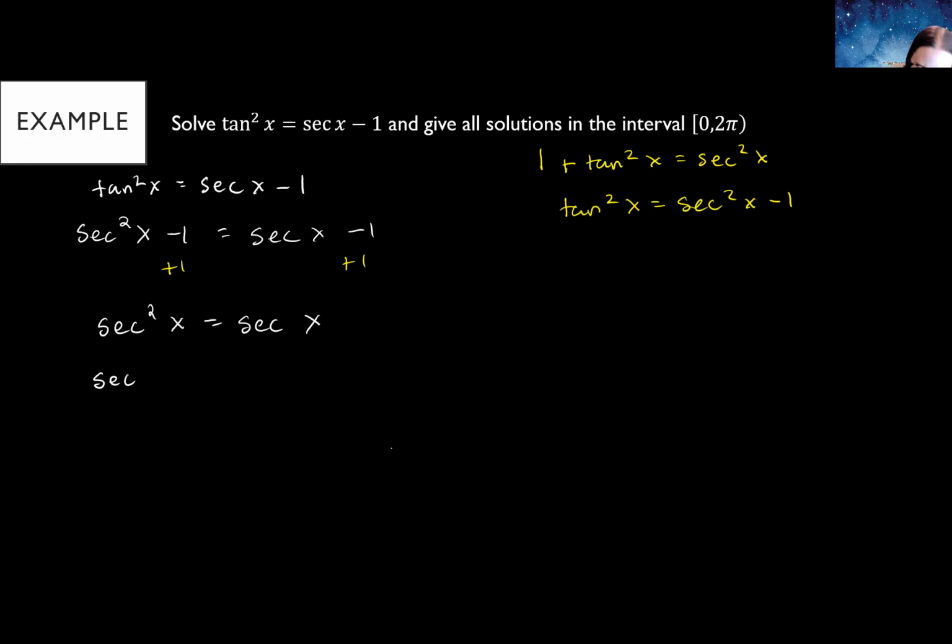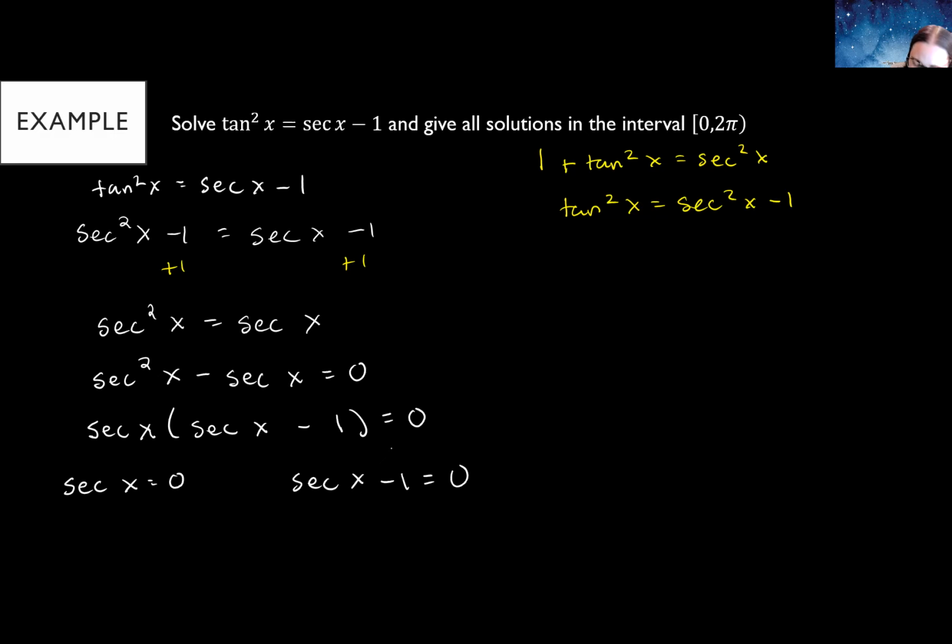So this gives me secant squared x minus secant of x equals 0. And I can factor out secant of x. And that gives me secant of x minus 1. So now when you've got something that's factored and you're solving, you set each factor equal to 0. That's what you do when you factor with quadratics. So we have secant of x equals 0, and then we have secant of x minus 1 equals 0. So you end up with two different problems that we're now solving for x.